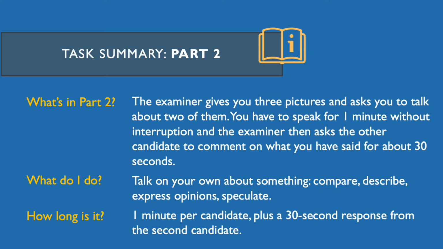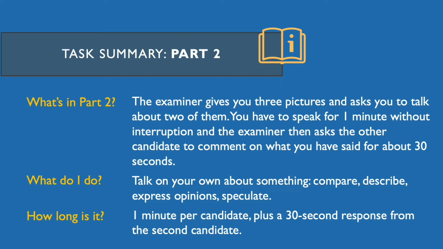Secondly, let's talk about part 2, which is the long turn. In this part of the speaking test, the examiner gives you 3 pictures, and you have to choose 2 of them to talk about. Now you have to speak for about 1 minute without any interruption, and then when you're done, the examiner will ask the other candidate, your speaking partner, to comment on what you have said.